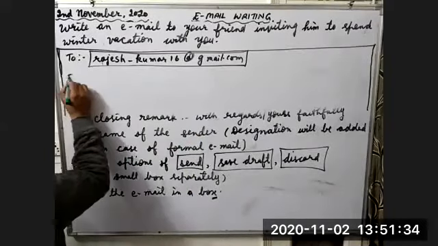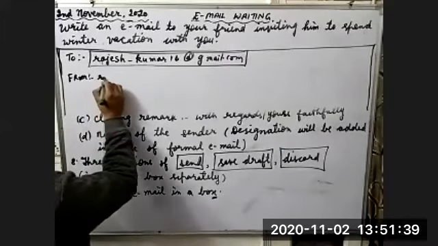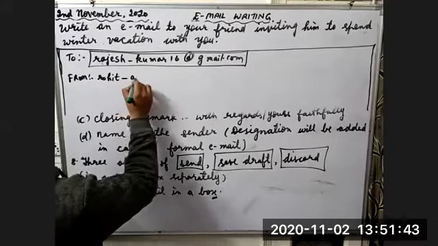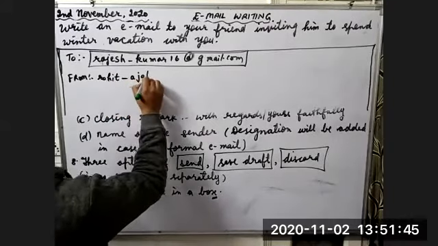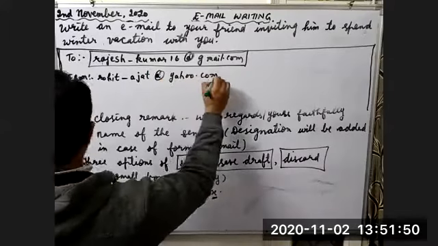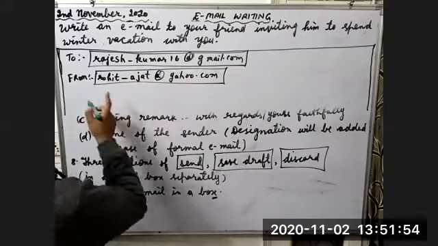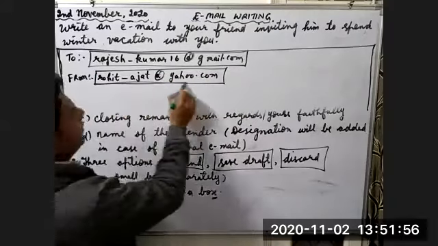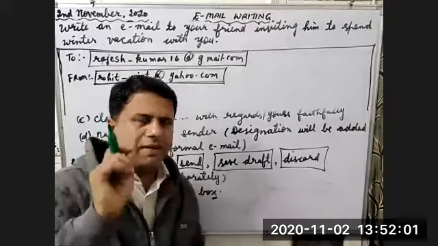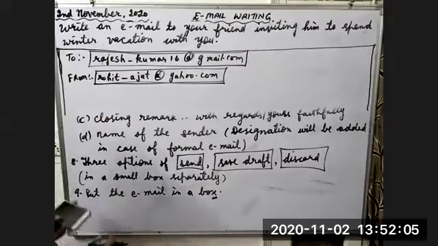Then the next option, what is the second point? From. Who is writing the letter? Rohit_Ajat@yahoo.com. This is the sender. Second is the sender, first is the receiver. Don't confuse the email address with the name of the sender or receiver. They may or may not match.